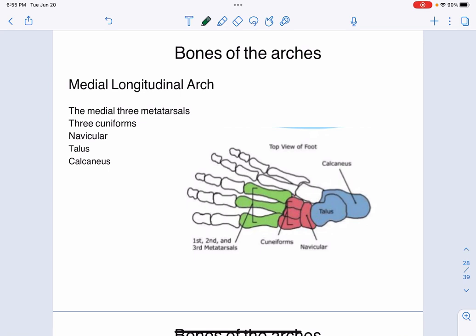So let's look at what are the bones of these arches. This is a nice color-coded picture showing you what the medial longitudinal arch looks like. So medial, this is the big toe right here. We'll call it the hallux. And you can see that the medial longitudinal arch includes the calcaneus, the navicular, the talus, the cuneiforms, all 3 of them, and then the first 3 metatarsals. That is what is making up the medial longitudinal arch.